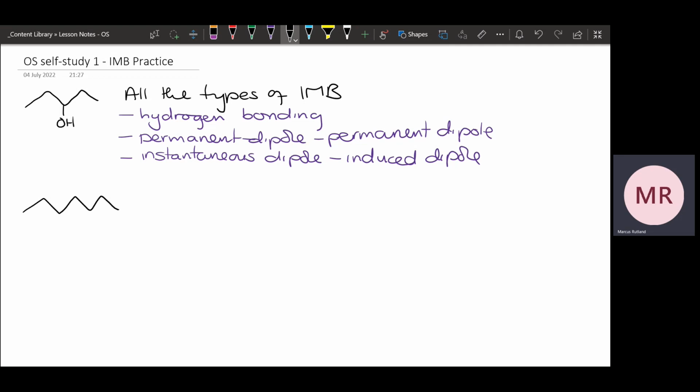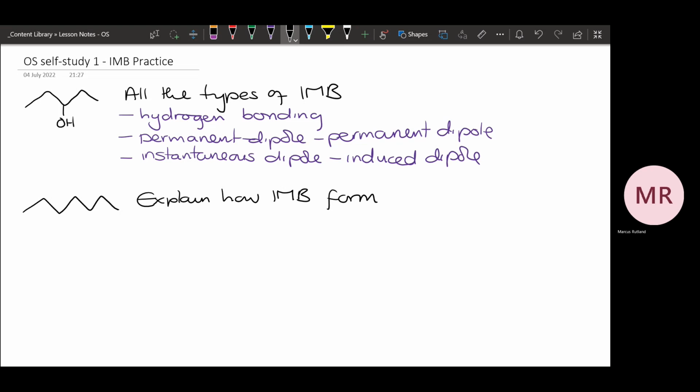Given a molecule, you're just asked to explain how intermolecular bonds form between molecules of this sort. So this molecule heptane, how do you get intermolecular bonds between heptane molecules? Pause the video, have a go. And you should make the point that this is instantaneous dipole, induced dipole. I'm going to get bored of writing it, so I'm going to put IDID, and obviously remember that you're not allowed to use that as an unexplained abbreviation in the exam.